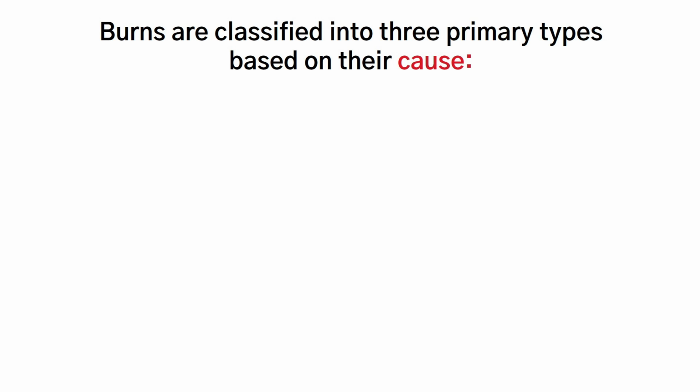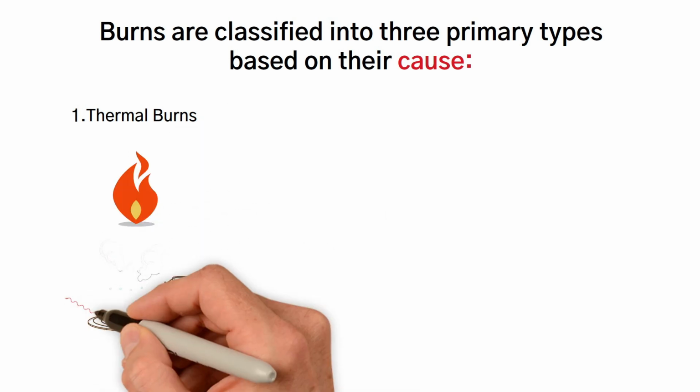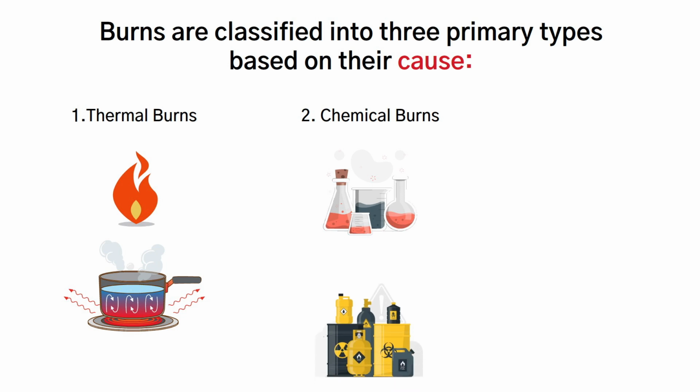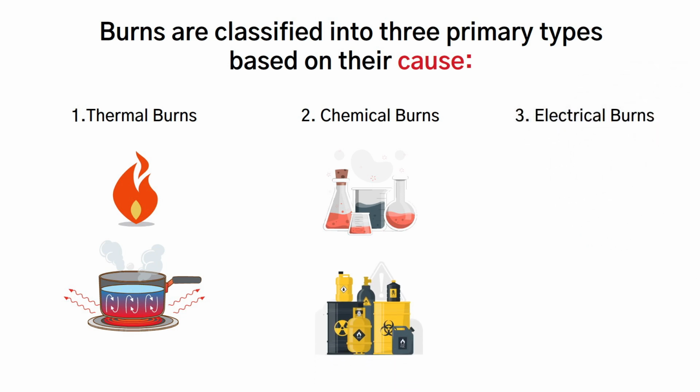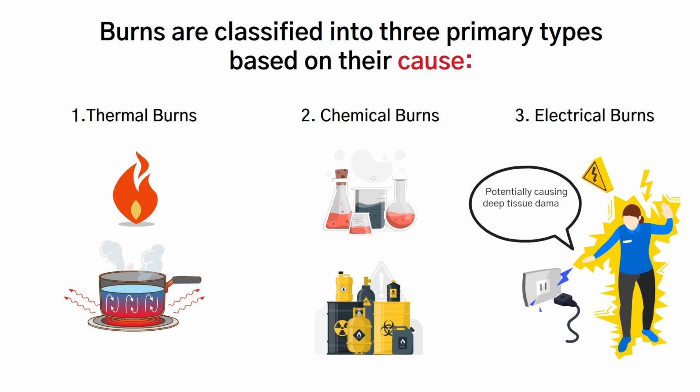Burns are classified into three primary types based on their causes. The first is thermal burns, which result from direct contact with heat sources such as flames, hot liquids, or steam. The second type is chemical burns, which occur when the skin is exposed to strong acids, alkalis, or other caustic substances. The last type is electrical burns, which develop when an electrical current passes through the body, potentially causing deep tissue damage not always visible on the surface.